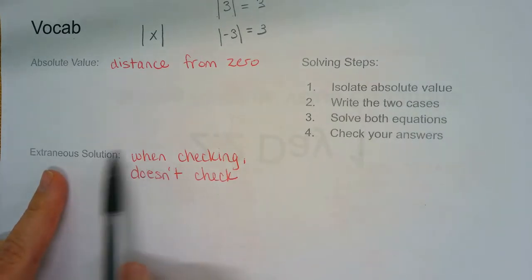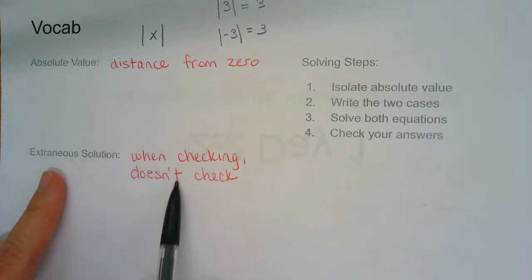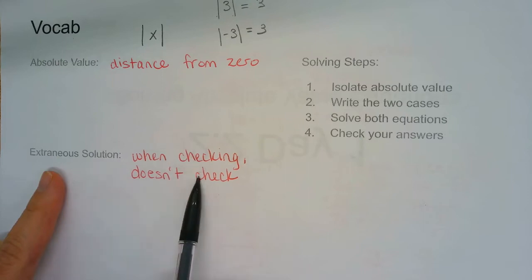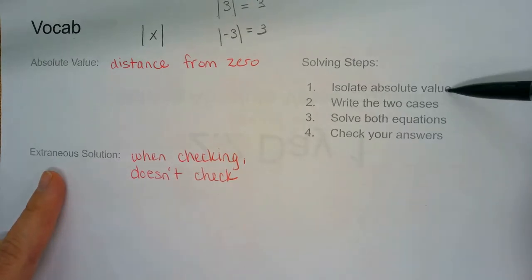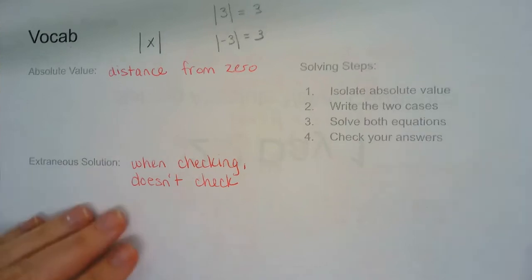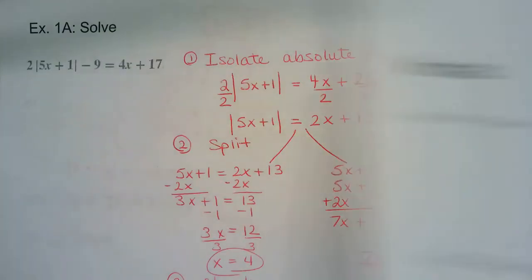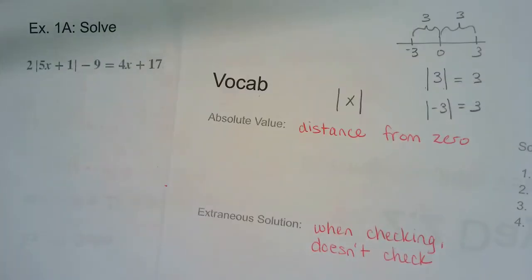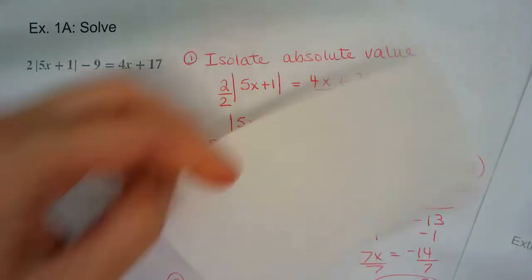That just means that when you solved it, it looked like it was an answer, and then when you went back to check it, it did not check out. These are our steps that we're going to use to solve these. Here is our first example.